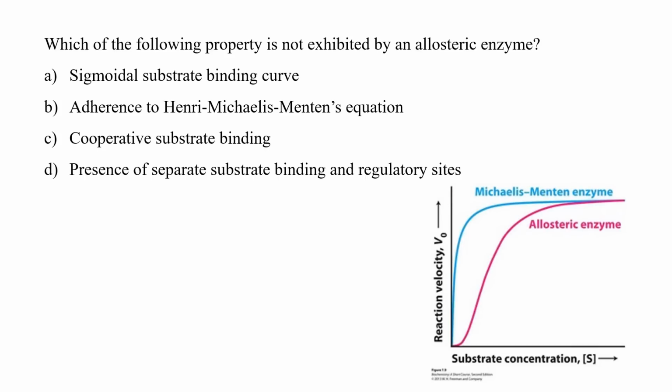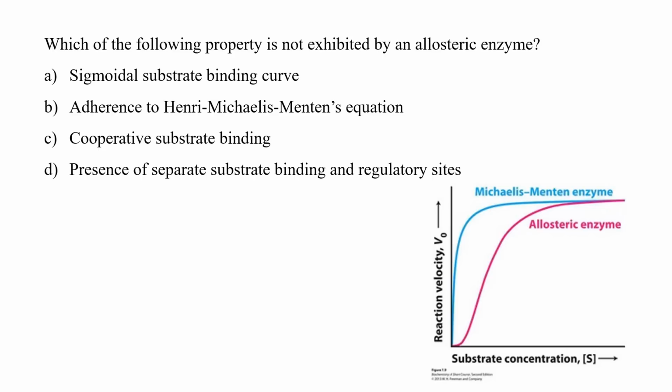What are the properties of allosteric enzymes? They are multimeric in nature. That means they have quaternary structure. They have a typical substrate binding curve. That means a sigmoidal substrate binding curve, unlike the typical hyperbolic curve shown by the Michaelis-Menten enzyme. Then they have cooperativity, and they have two different sites. One is a regulatory site and one is a substrate binding site.